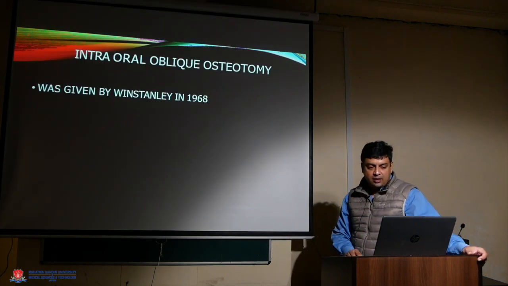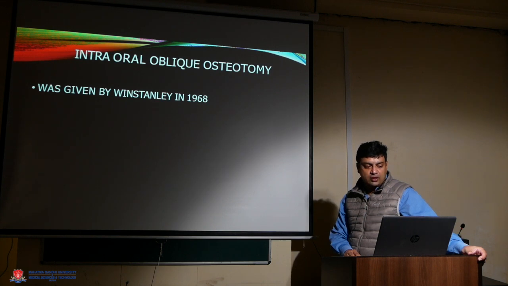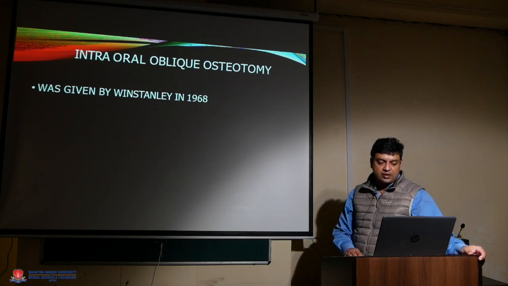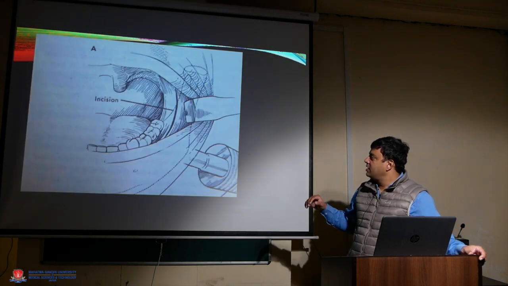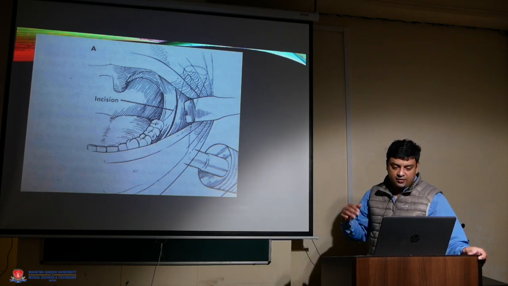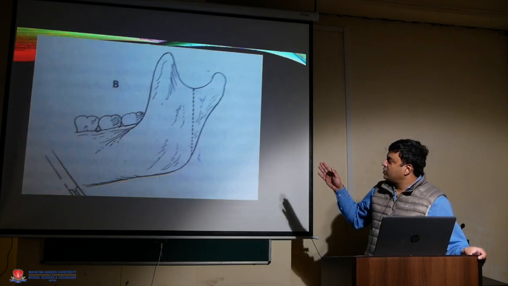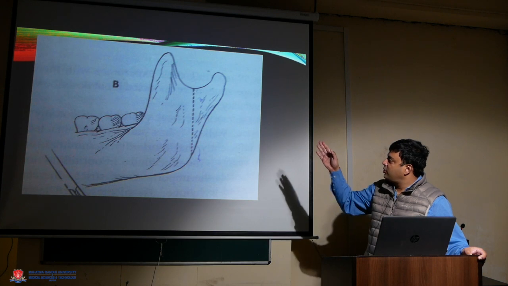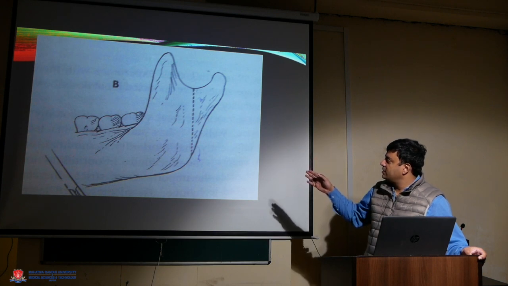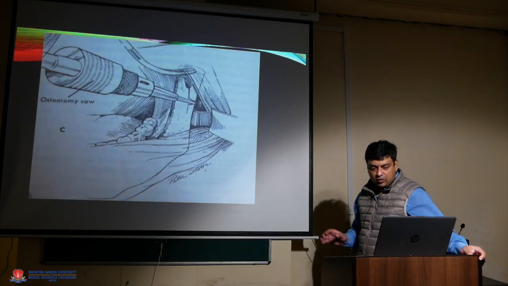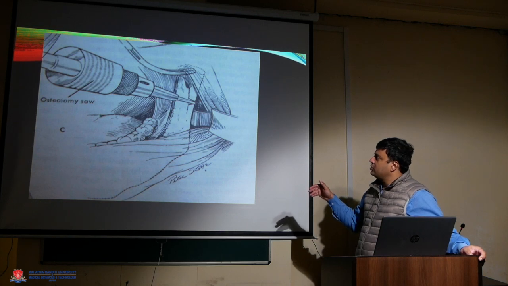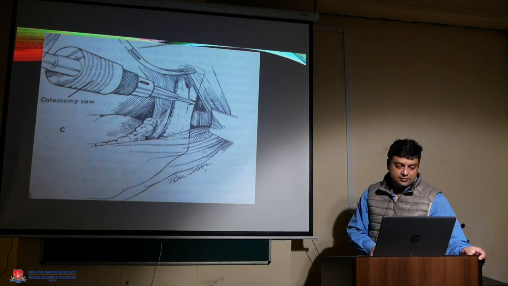Now, in detail, I'll describe intraoral oblique osteotomy, which is very popular till today, given by Winstanley in 1968. The procedure is an intraoral vestibular degloving incision up to the coronoid notch, and inferior to the lower border, extending. Then a cut is made intraorally only, and a minimal proximal segment is osteotomized using a contra-angle osteotomy saw, because you're doing the entire procedure intraorally.